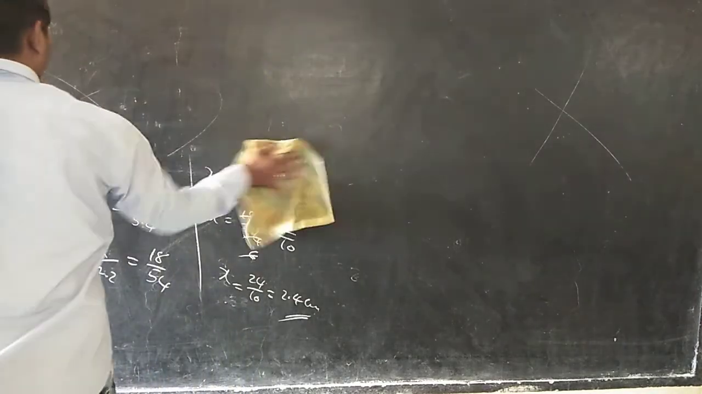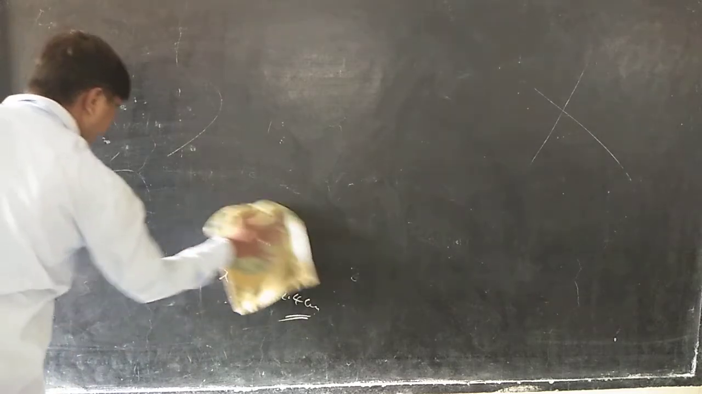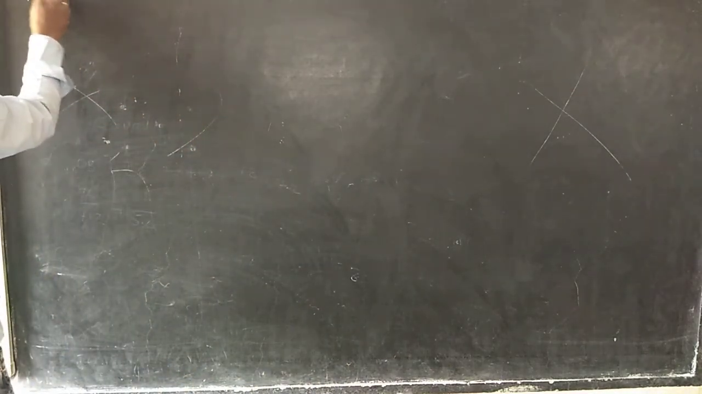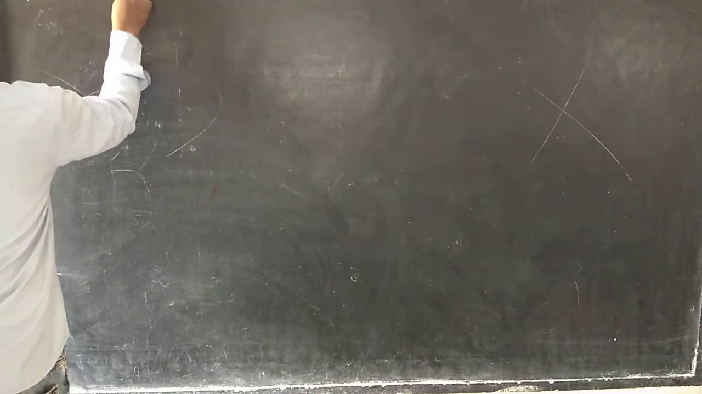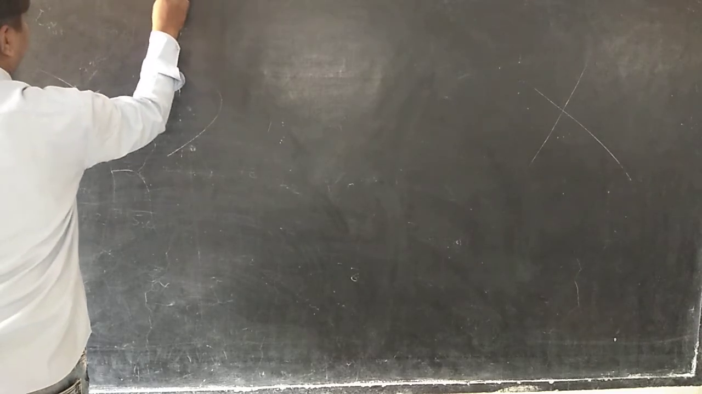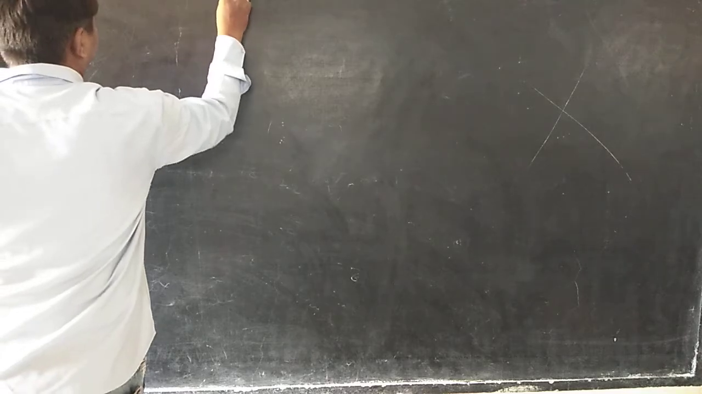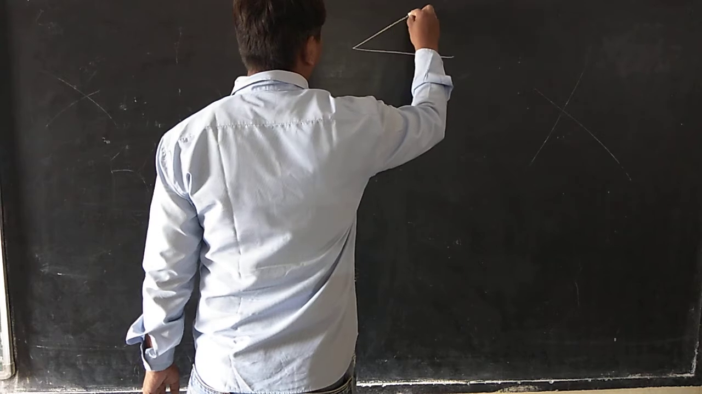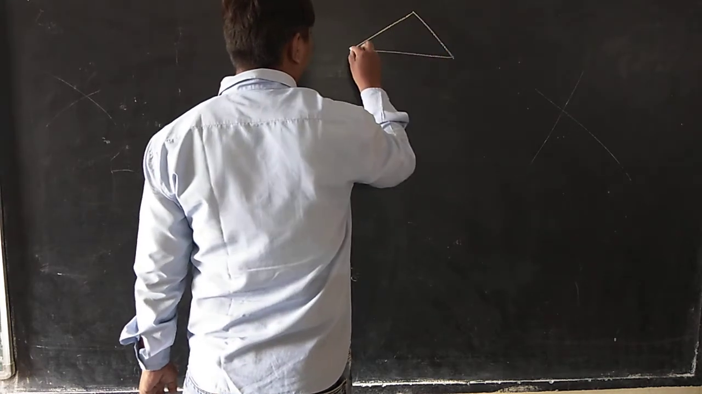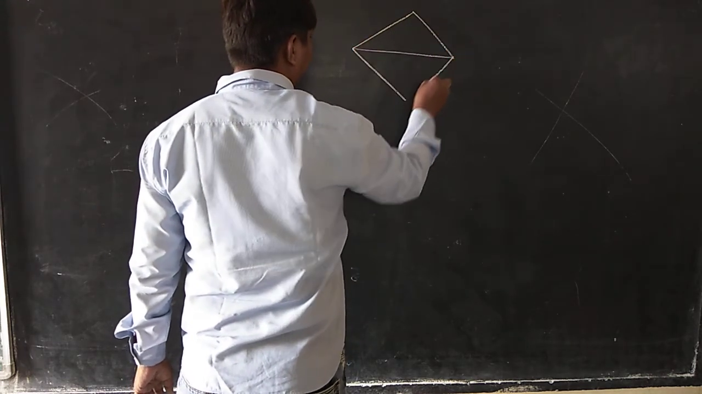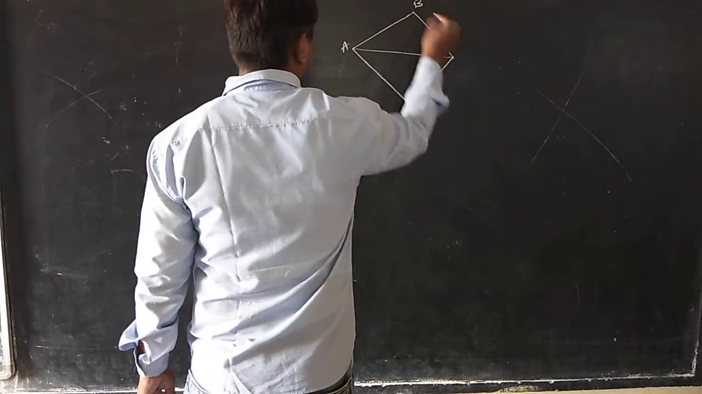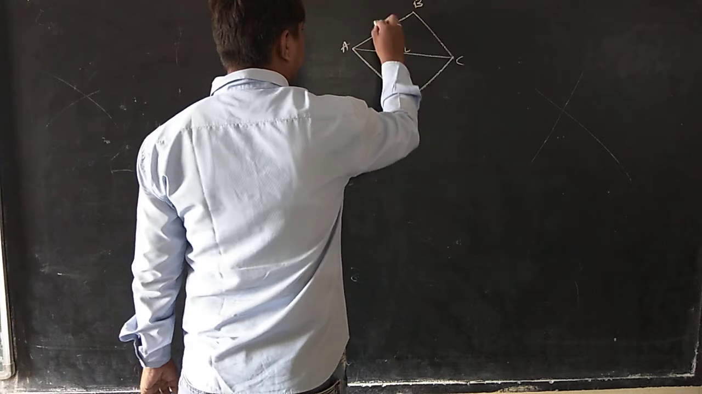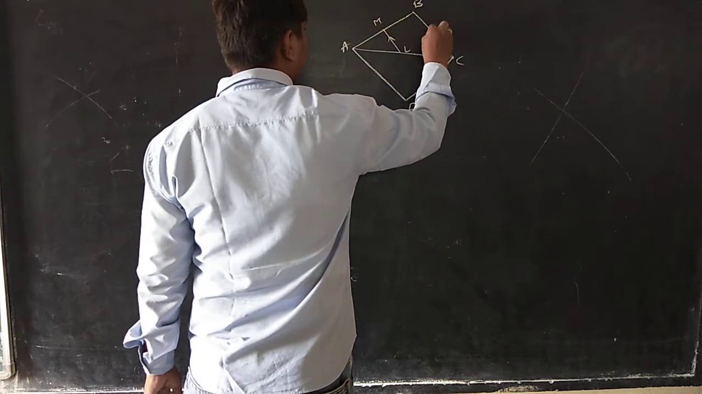Next one. In the adjacent figure, I am drawing the first step. A, B, C, D, L, M. LM is parallel to CD.